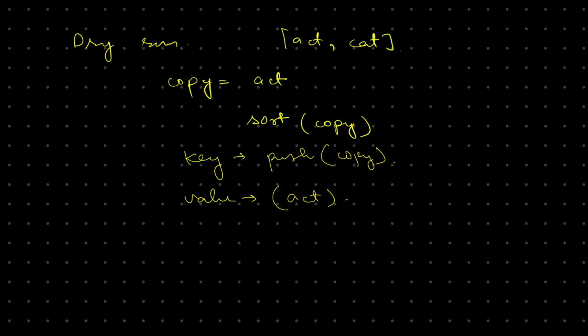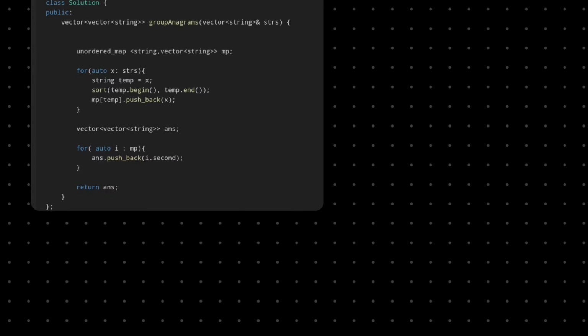So after processing all strings, the hash map will contain all grouped anagrams. And then we can finally traverse the hash map and push all values in the answer vector. And then we can return it. Let's understand the code line by line.